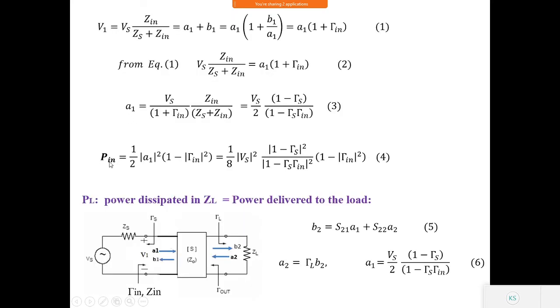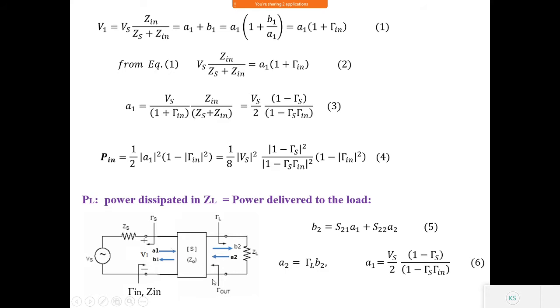So PIN equals half into A1 magnitude square, 1 minus tau in whole square. Substitute the value of A1 from here, and you will have this. This is the expression for PIN, the actual power delivered to this network. Vs is the actual external signal we are applying, but out of that, the power actually given to the network as usable power is this one. Vs square multiplied by these parameters, and then we get the actual power delivered to this network.